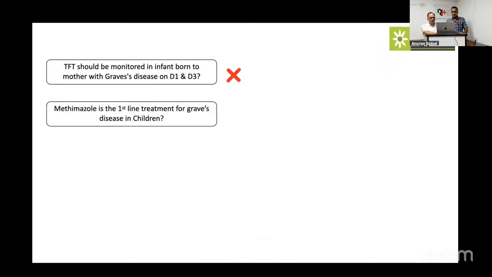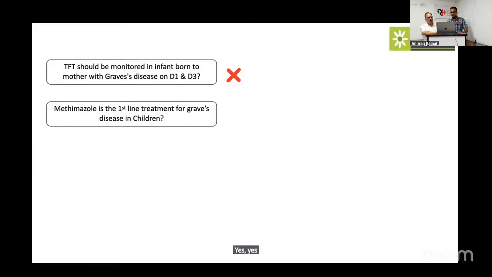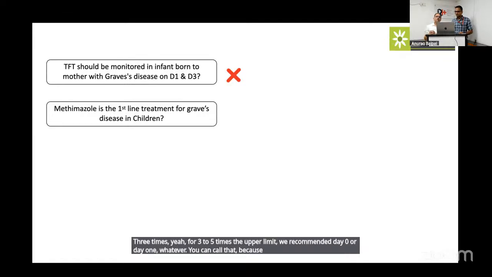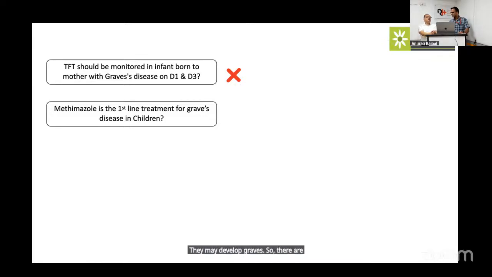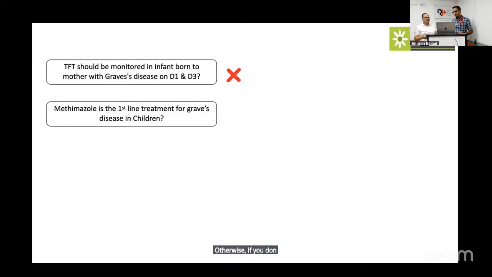Methimazole is first line of treatment for Graves' disease in children. Yes or no? Yes. So day 1, Dr. Rajlakshmi is asking, if somebody's TRAB is very high, 3 to 5 times the upper limit, we recommended day 0 or day 1, because they may develop Graves very quickly, within the first 3 days also. There are guidelines which suggest that if TRAB is below 3 times the upper limit, you may skip the day 1 sample and do it at day 3. Otherwise, if you don't know the status, then day 1 becomes important.